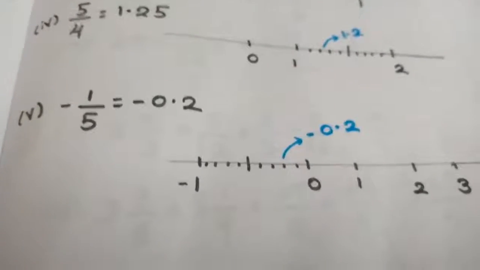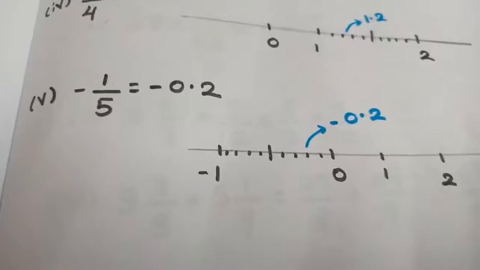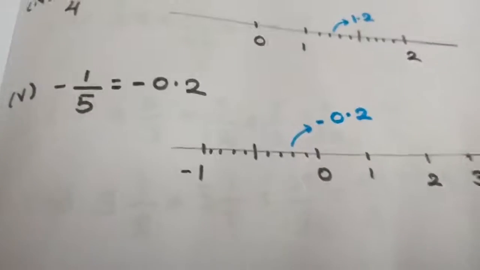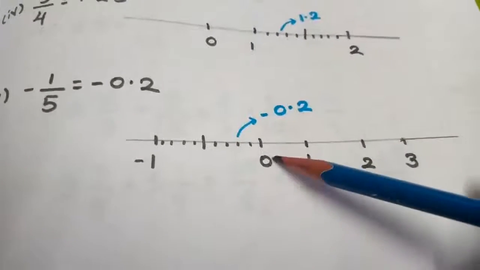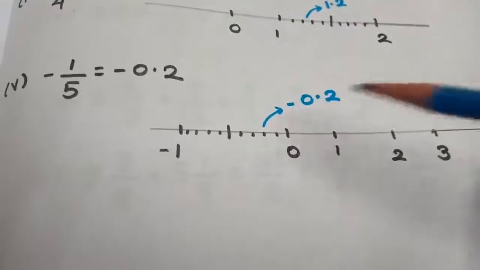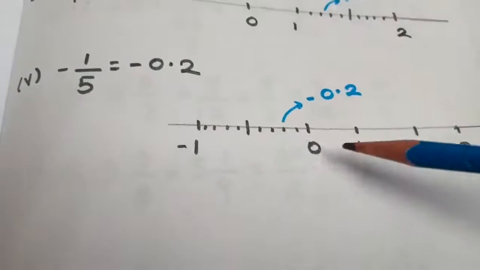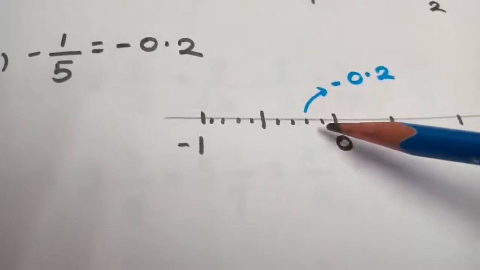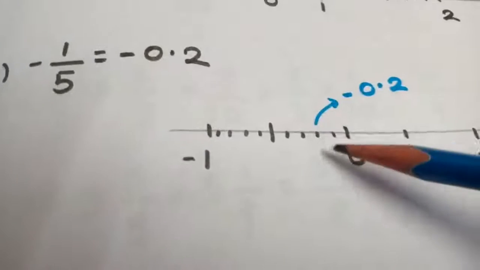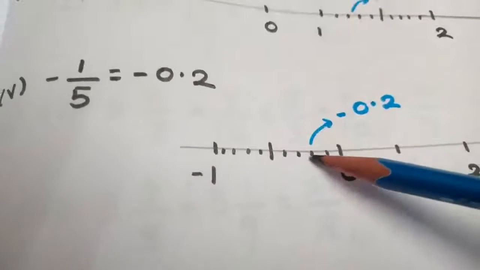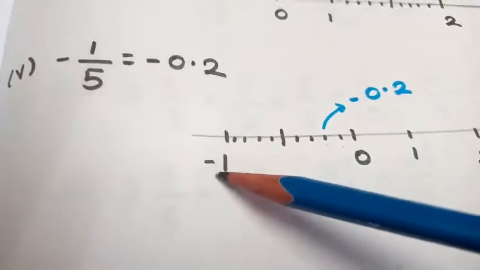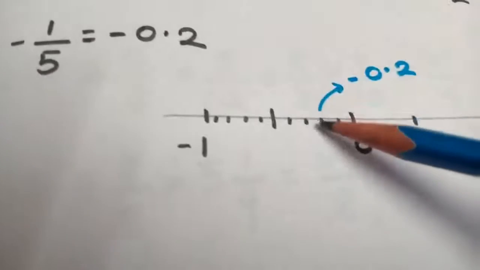Suppose your value is negative, minus 1 by 5. After dividing you are going to write it as minus 0.2. On the right hand side you will have the positive values and on the left hand side the negative values. From 0 to minus 1 I have enlarged the scale to show the point values, that is minus 0.1, minus 0.2, minus 0.3, minus 0.4 and so on till it reaches minus 1. So I am marking the position minus 0.2.